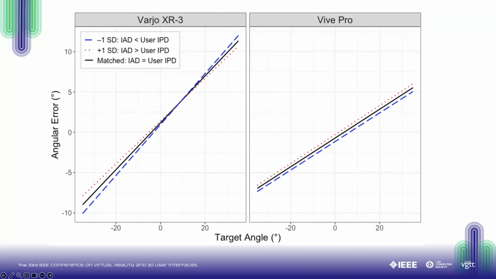So here are the results for orientation judgments. The y-axis is the angular error participants made when turning to walk toward the target, and the x-axis is the actual target angle. The different colored lines represent matched and mismatched IPD to IAD conditions. The blue line represents when the HMD's IAD was set to be less than the user's IPD, and the red is when the IAD was set to be greater than IPD.